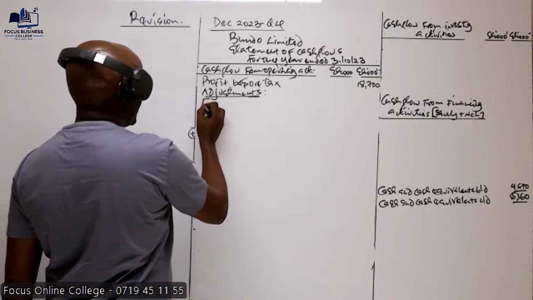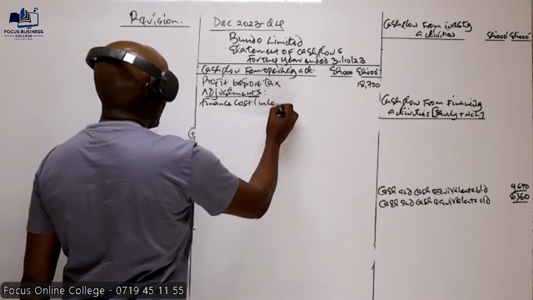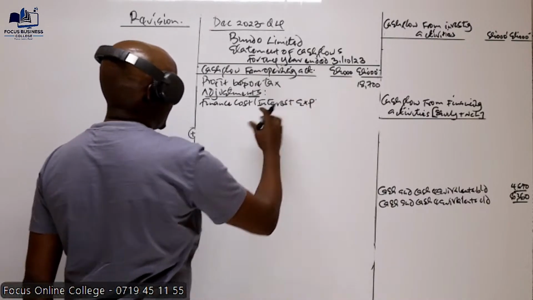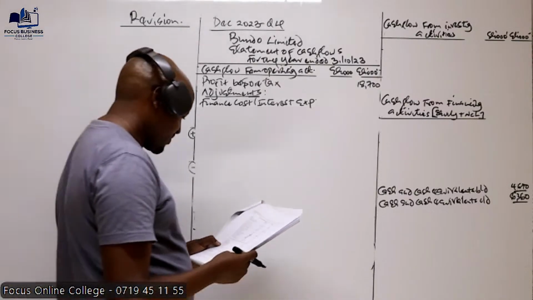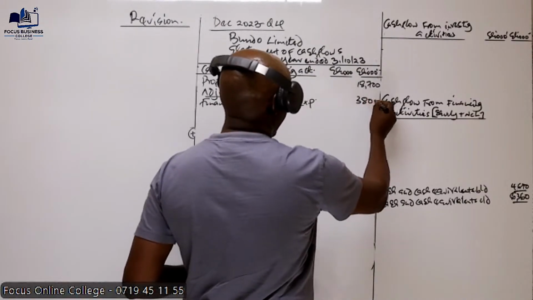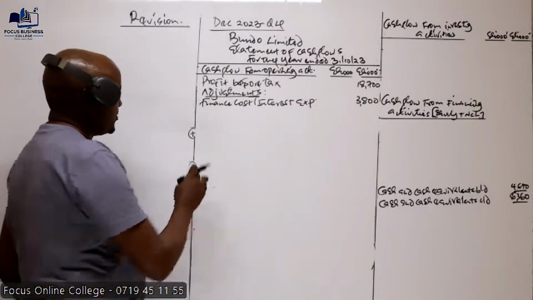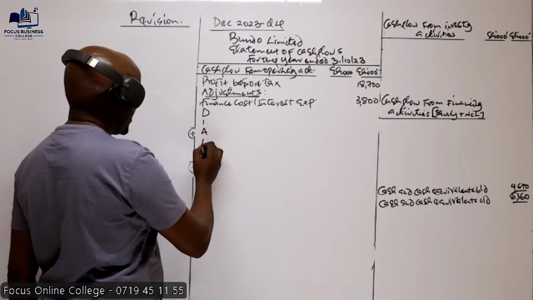So the first adjustment is to add back the finance cost, or basically to add back the interest expense, which is just above that profit. So how much is the finance cost from the income statement? The finance cost is an amount of 3,800. I hope you can see that from the income statement. And basically we also adjust this profit with the non-cash items.